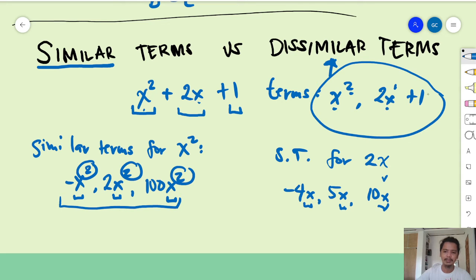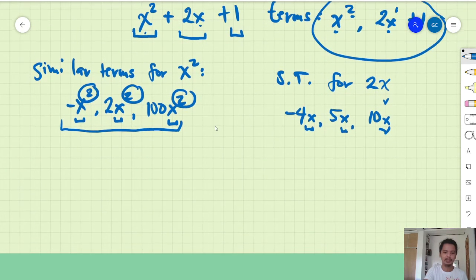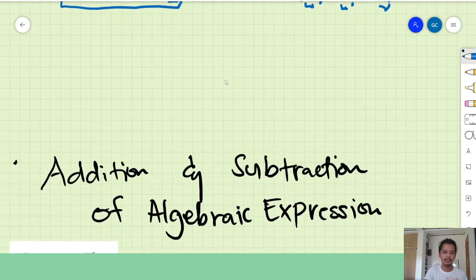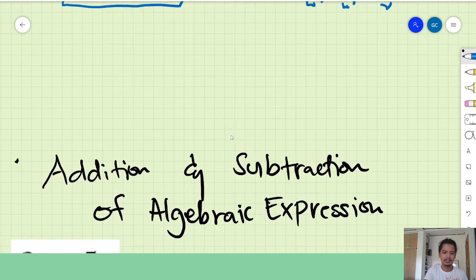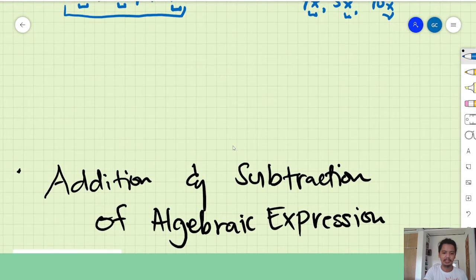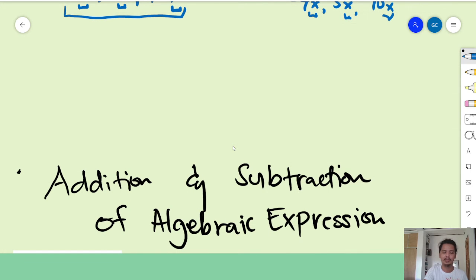Okay? So, para dun sa 1, ang similar term niya, syempre lahat ng constant. Yung 1, yung 2, yung 3, and 4, and so on and so forth. So, bakit ba importante yung sinasabi nating similar terms? Kasi yung similar terms na yan yung gagamitin natin later dito sa addition and subtraction of algebraic expression.